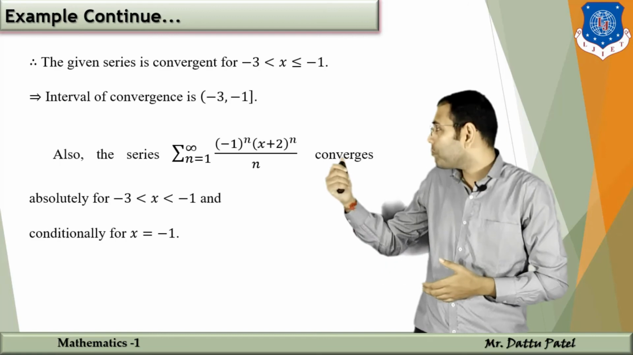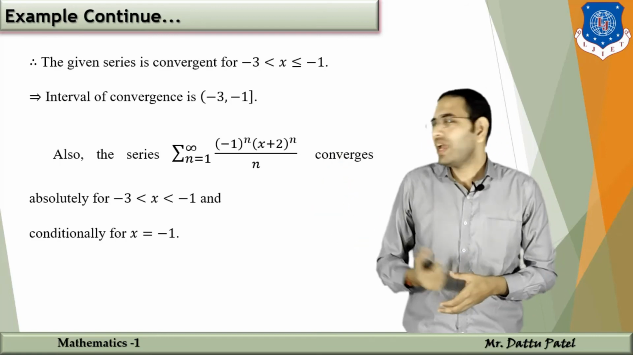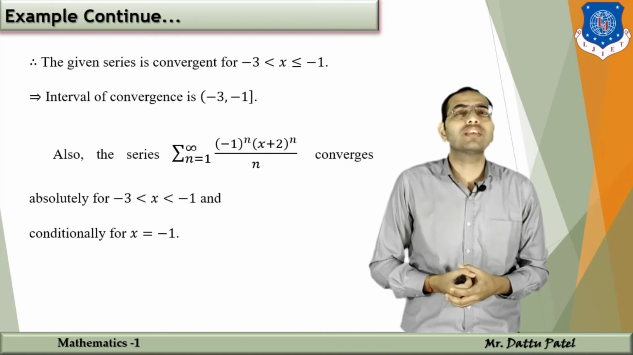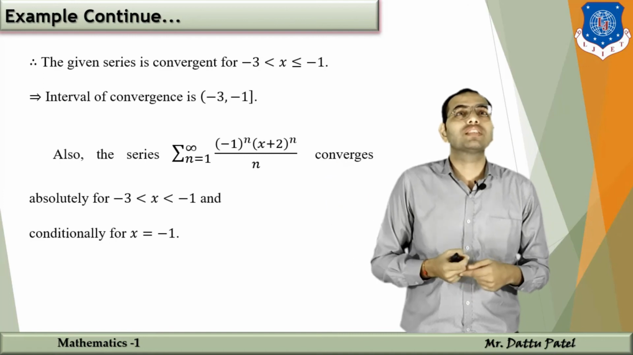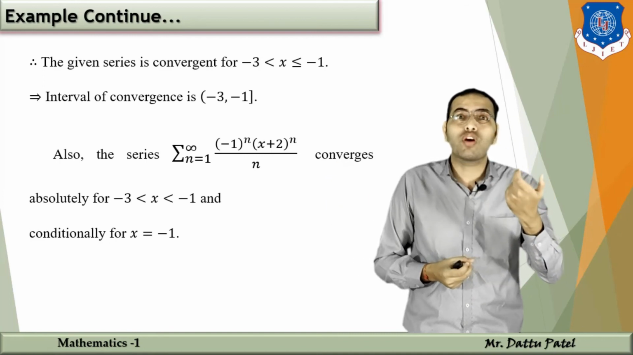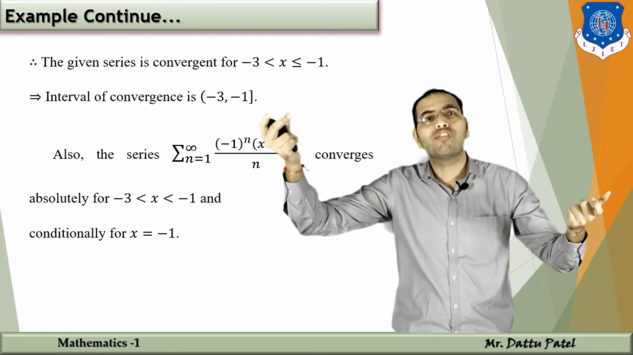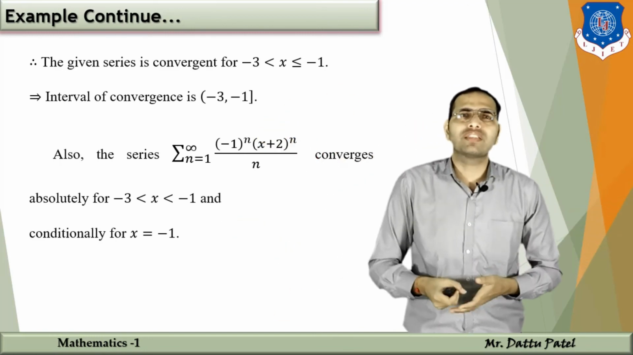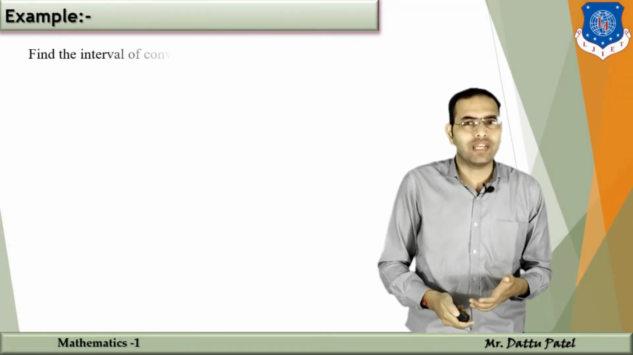Now at the particular point -3, the given series is divergent, and at the particular point -1, the given series is convergent. That means at the point -1, sigma mod of u_n is divergent, but sigma u_n is convergent. Then we can say that it is conditionally convergent for x equal to -1.